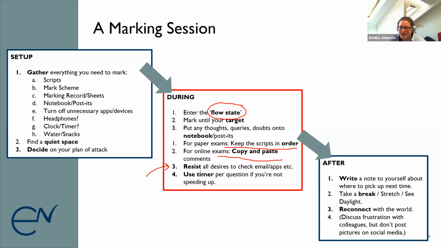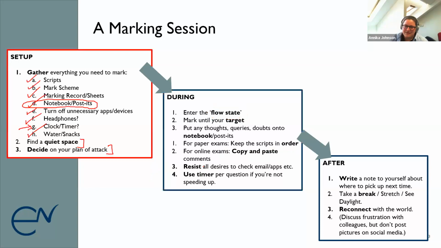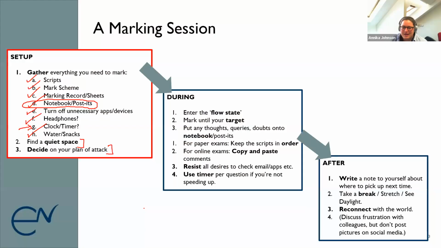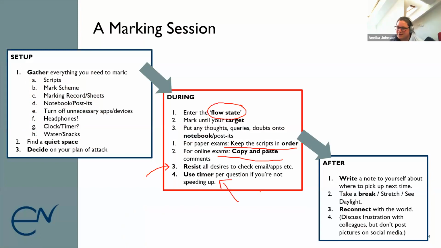And so when you're at the beginning here, you are going to be marking slowly. But if you find that you're not starting to mark faster, so you're not marking bigger and bigger piles by the time you come back to it, then it can be useful to try and use a timer per question.